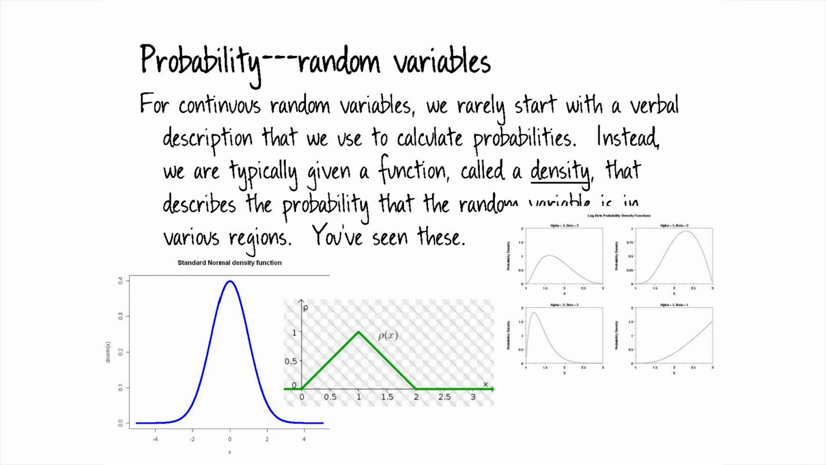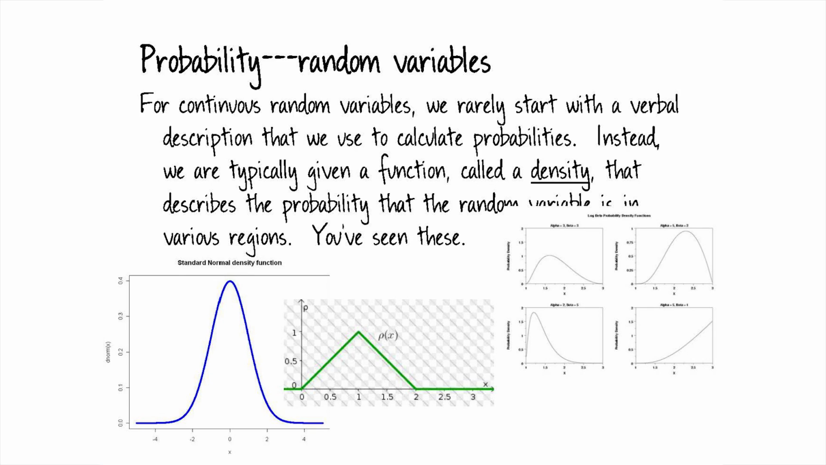So I briefly mentioned continuous random variables a couple minutes ago. For continuous random variables, we're rarely going to start with a verbal description of some kind of experiment like we did with the discrete random variables. Instead, we're typically just given a function that describes the probabilities with which a continuous random variable is in various regions. Okay? And that function is called a density.